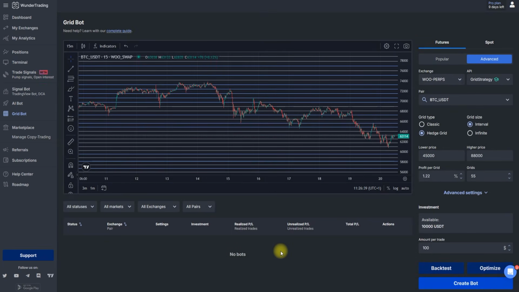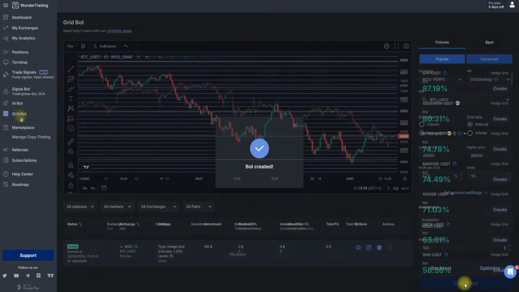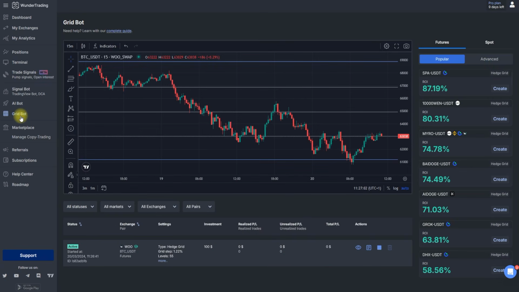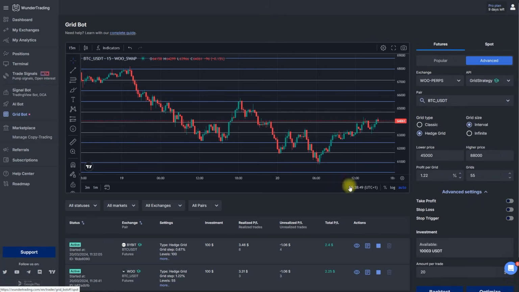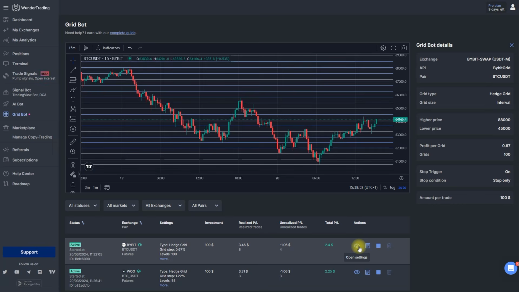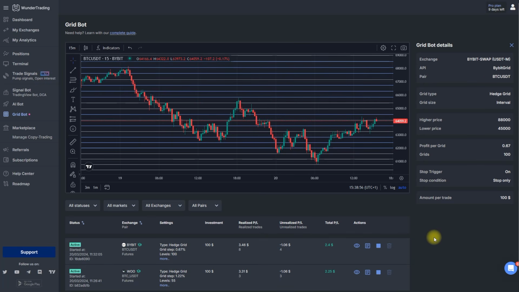I then just activated the bot by clicking on Create Bot to let it start to automatically trade my strategy on the exchange I connected. Later that day, I, by the way, created another bot with 100 grids instead of 50 to kind of see how the two would differ in performance over the course of the next couple of days.